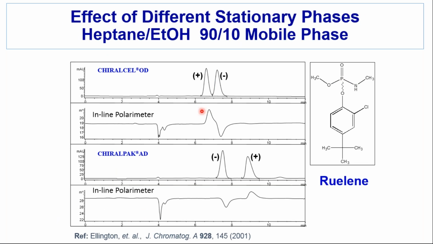We also see differences in retention on different stationary phases. OD and AD are somewhat similar stationary phases, but we got a reversal of elution order. This is the UV chromatograms, and we have an inline polarimeter with this analysis. And this just shows that, sure enough, you can have a reversal of elution order.